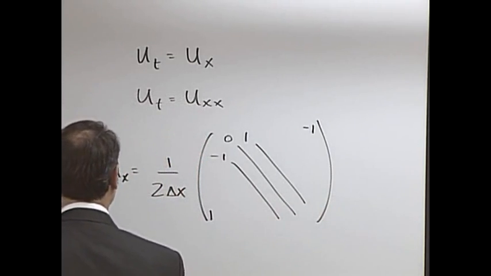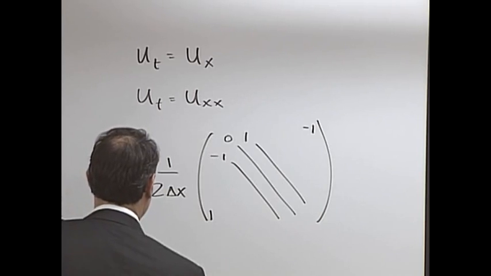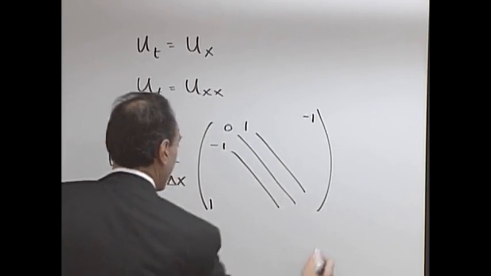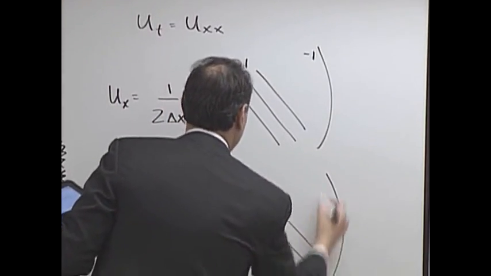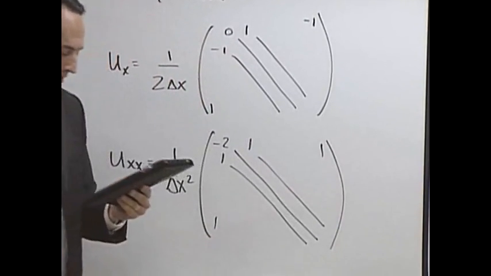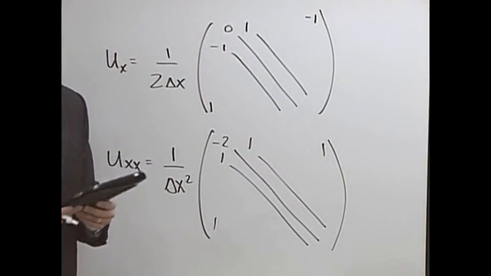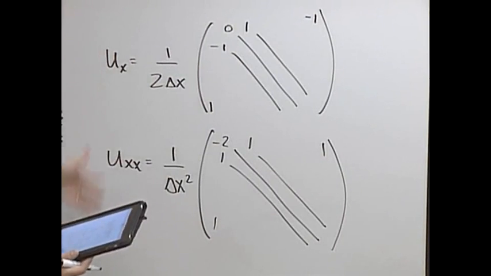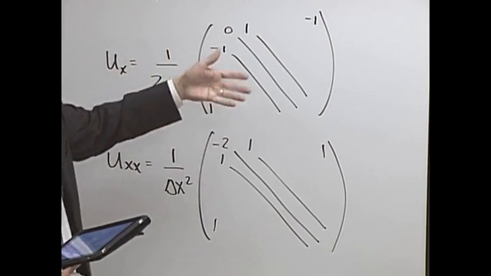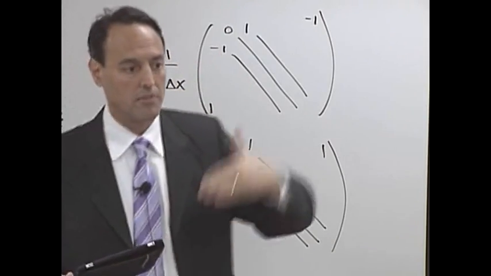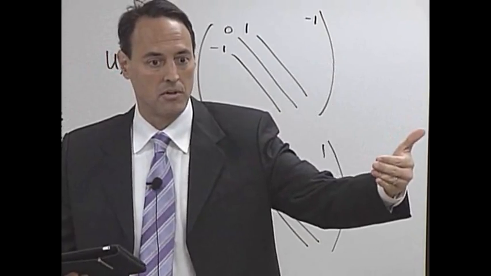Then there's U_xx, which is 1 over delta x squared, and this matrix has minus 2 on the diagonals, 1s on the off diagonals, 1s in the corner. So we're going to need those, because we're going to be solving these. And these are basically what we're going to use to calculate the derivative and propagate forward in time.